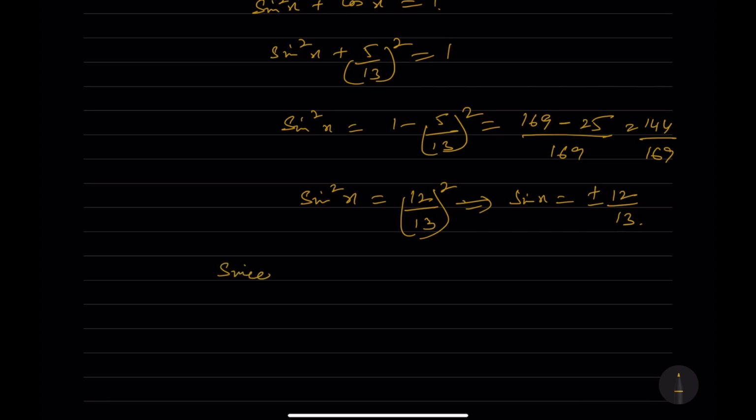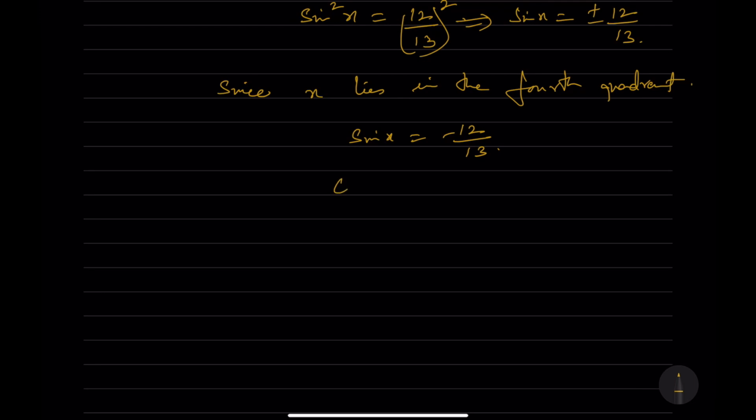Since x lies in the fourth quadrant, we have cos and secant as positive and the remaining all are negative. Therefore here sin x is equal to minus 12 by 13. Now since we got sin x, we know how to write cosecant x, which is 1 by sin x, which is equal to 1 by minus 12 by 13, which is equal to minus 13 by 12. So this we got for cosecant.